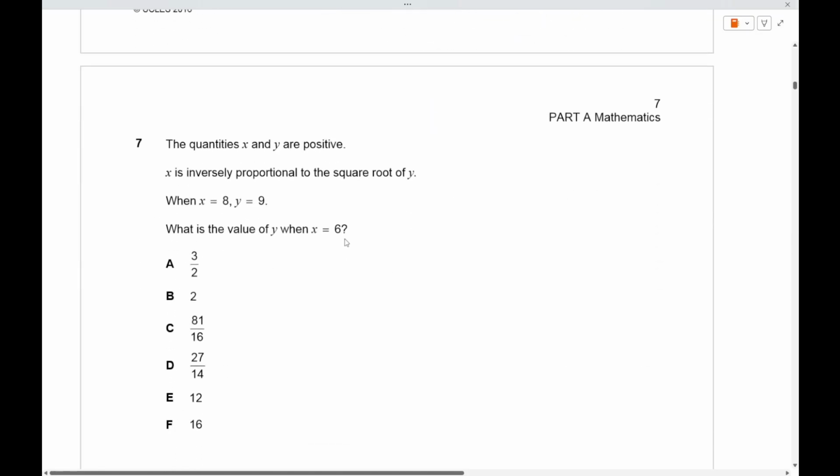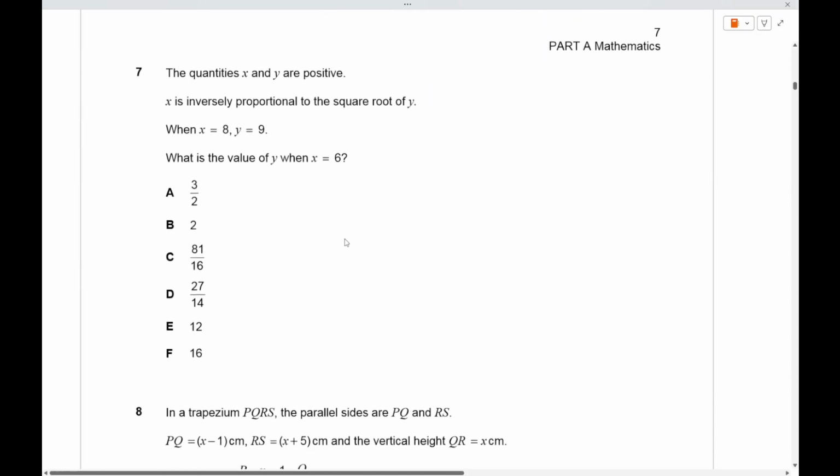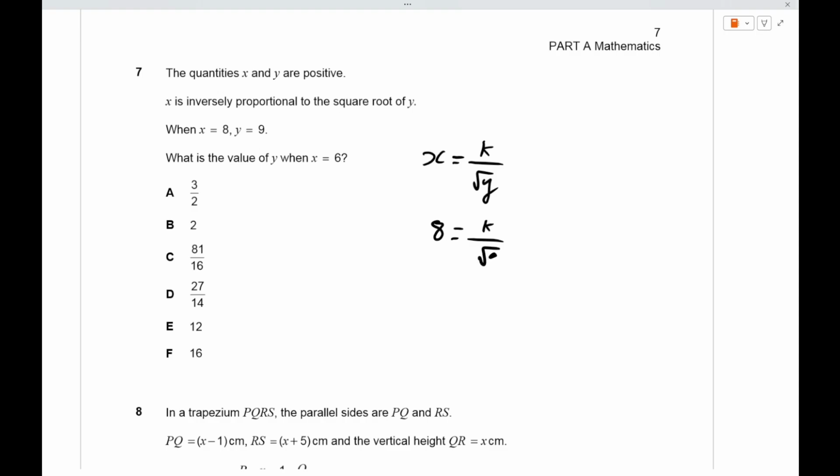The next question. We have the quantities x and y. Okay, so this is really simple. You know that x is proportional to root y, so x equals k root y. And the numbers they give us are really simple. So h is equal to k root 9. This is just 3. In that case, k is equal to 8 times 3, which is 24.